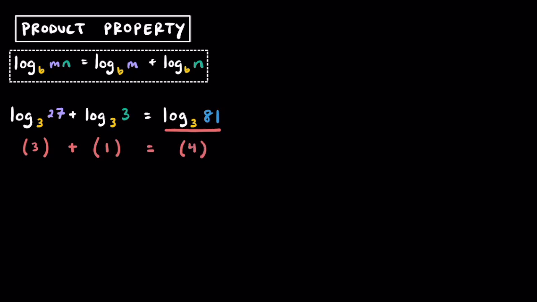Using the product property, we should be able to multiply 27 and 3 together to write this as one logarithm and say log base 3 of 81. Because 3 to the 4th power is equal to 81, then log base 3 of 81 is just equal to 4. And this checks out because 3 plus 1 does equal 4.